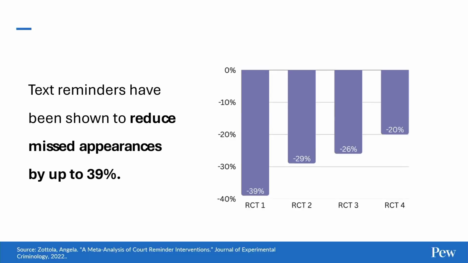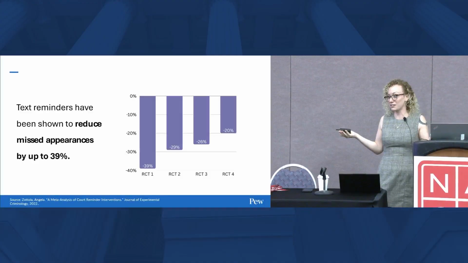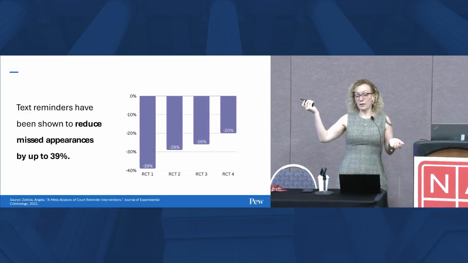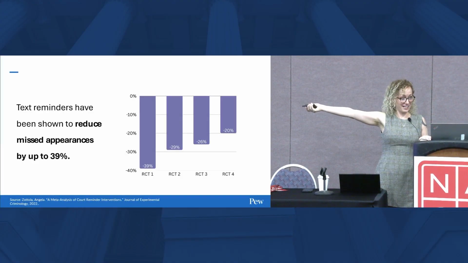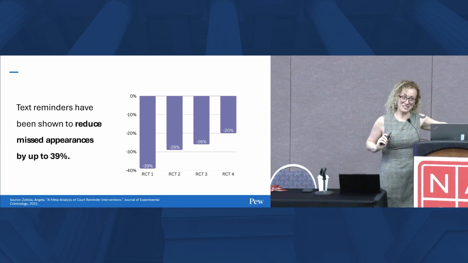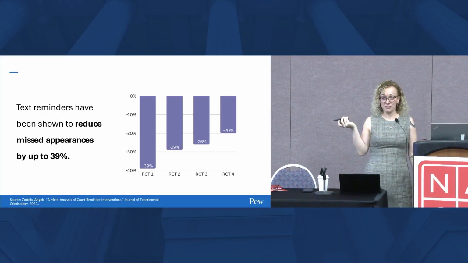Text message reminders have been shown time and time again through randomized control trials, which are the gold standard among research methods, that they can reduce missed appearances by up to 39%, which is a huge margin for any policy, right? That is like unheard of effectiveness in public policy. And I just want to point out that RCT number 3 was done by our friends at Ideas 42, and Anne will talk a little bit more about that specific number. But this is really consistent across a lot of rigorous research studies.